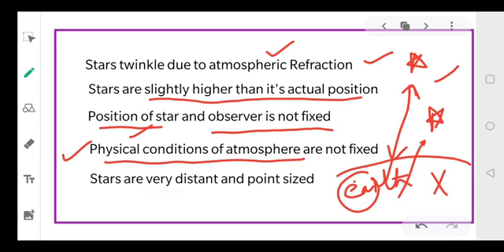And the most important, the stars are very, very far away from us. They appear like point-sized to us. So because of all these factors, sometimes a large amount of light reaches to us, and sometimes a less amount of light reaches to us. So the amount of light that reaches to us is changing. So because of this, it appears that the stars are twinkling. Okay, students?